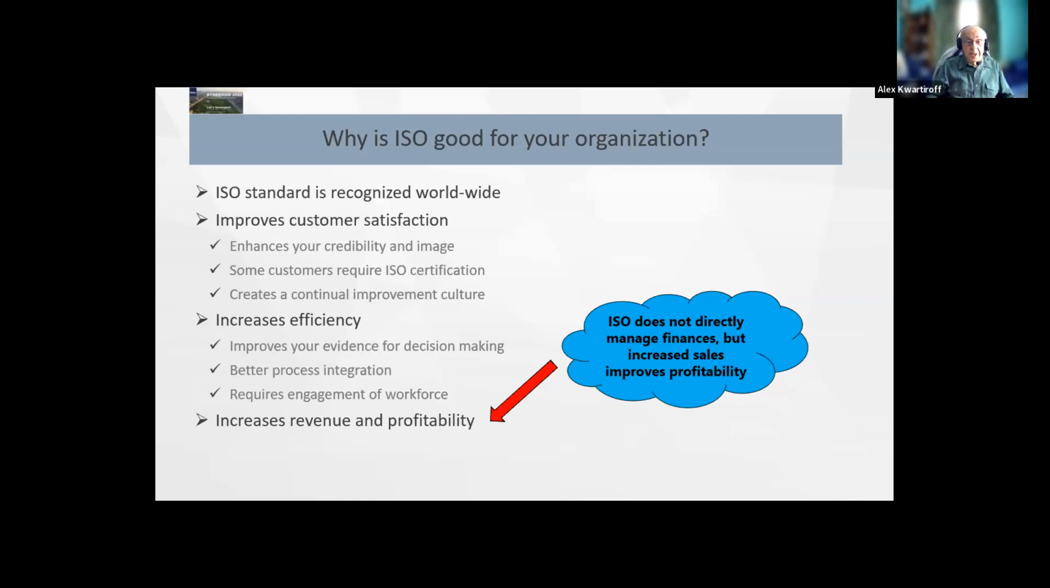And obviously, you have to then maintain a continual improvement culture, which is very important. And then it increases your internal efficiency. As I mentioned before, decision making now has a process, okay? Now you look at data and you make decisions based on certain information and not just wild guesses. Process integration is improved. And also your workforce is engaged and they now feel that they're part of this process. So overall, with time, it will increase your revenues and profitability, even though ISO doesn't get involved in the financial aspect of your organization. Bottom line is your profitability should improve.